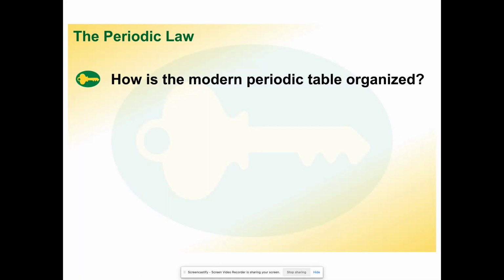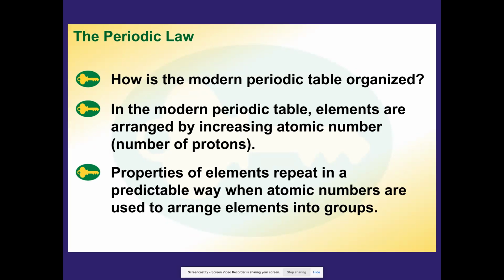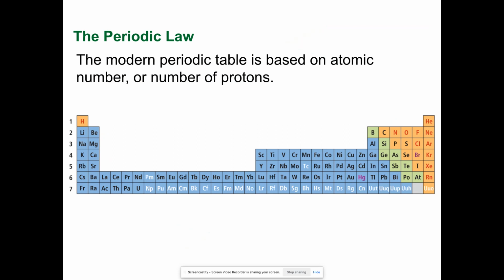How is the modern periodic table organized? Well, basically, it's organized so that the elements are arranged by atomic number and the properties repeat in a predictable way. Ironically, they count by 8s. We go by the valence electrons, which is how many electrons they have in the outermost ring. So group 1 has 1 valence electron, group 2 has 2 valence electrons, and group 8 has 8 valence electrons. So this is what the modern periodic table looks like, okay?